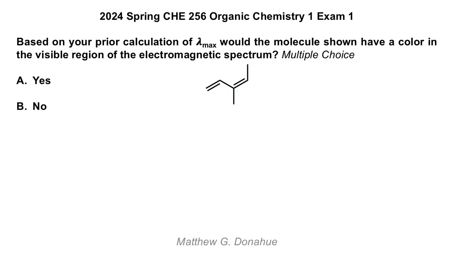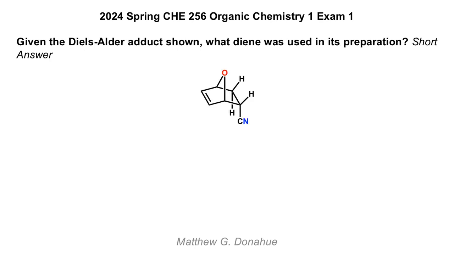Question 4 here, based on your prior calculation of lambda max, would the molecule shown have a color in the visible region of the electromagnetic spectrum? The answer is no. Again, you have to be between 400 and 800 nanometers, and so we're only at 227 when we calculated using the Woodward-Fieser rules.